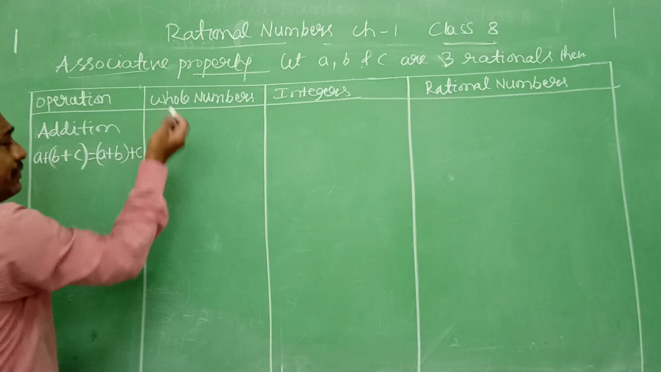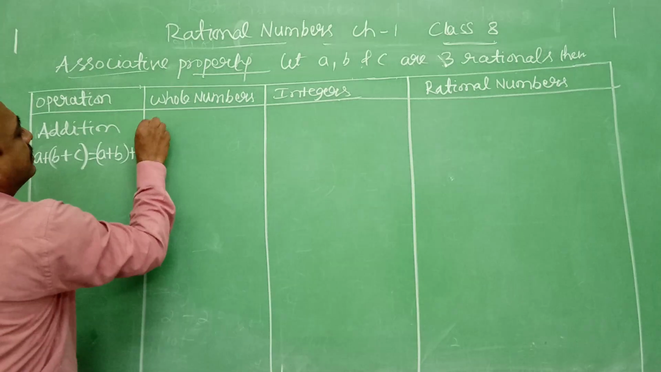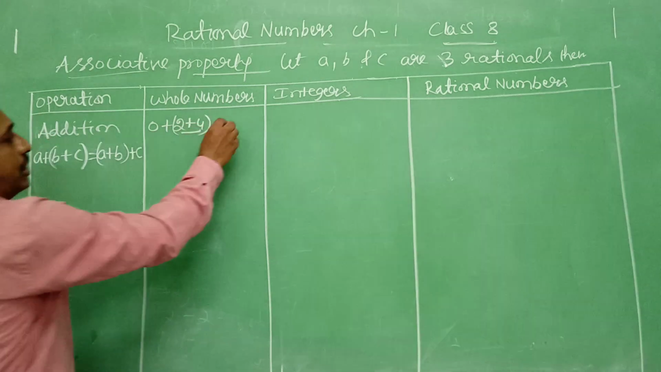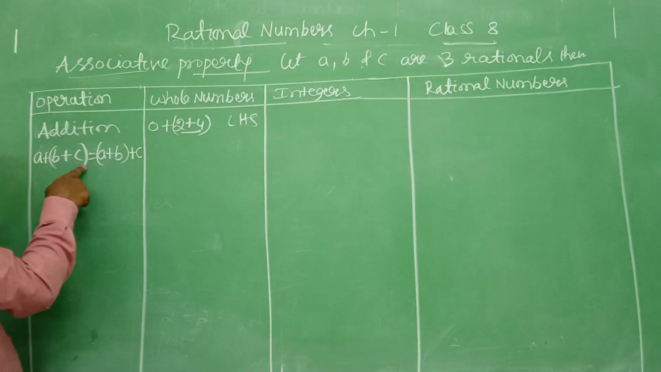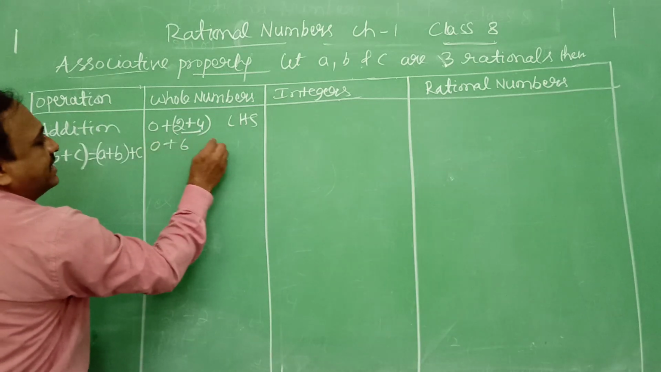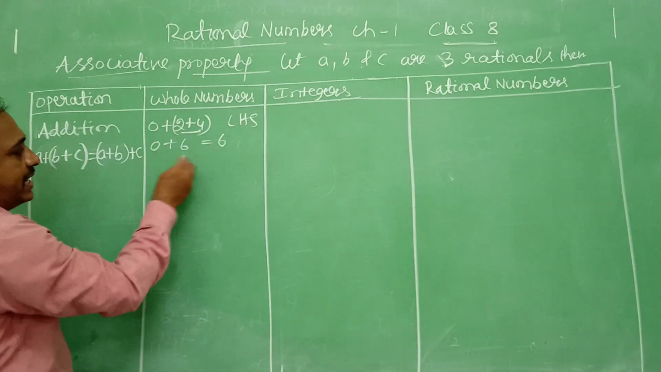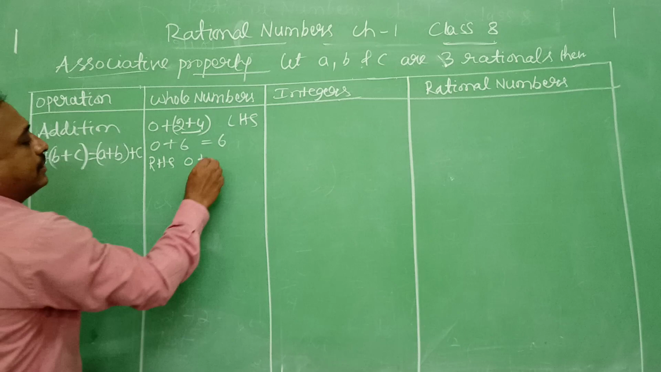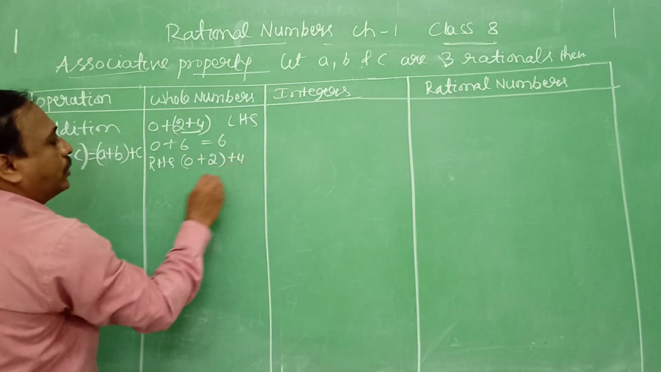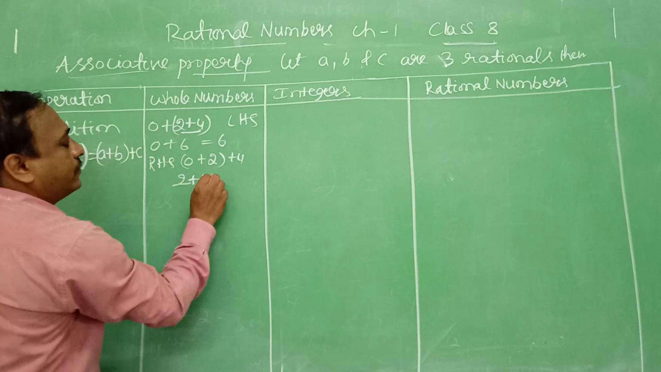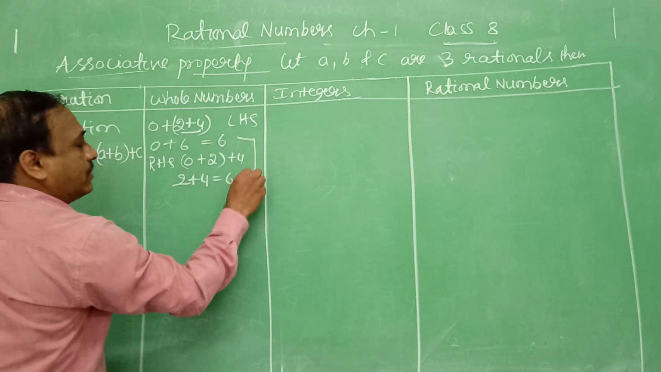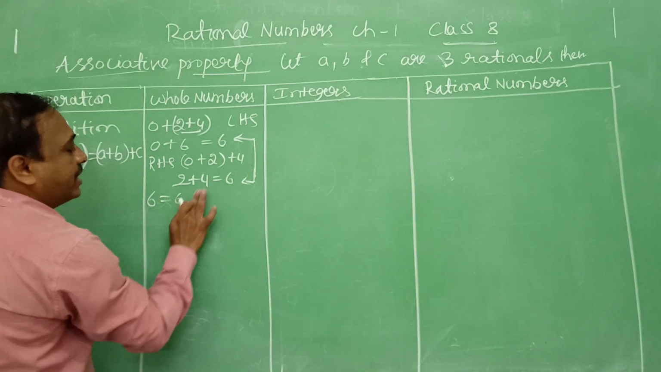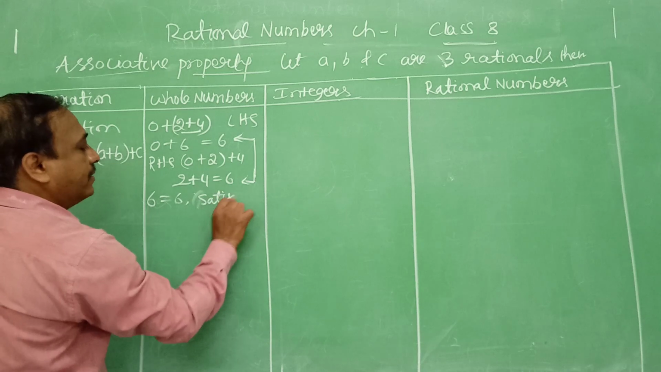Look at this. We take some examples: 0 plus (2 plus 4). I am talking about the LHS part, a plus (b plus c). So 2 plus 4 is 6, and 0 plus 6 is equal to 6. Now we go for the RHS part, that is (0 plus 2), bracket for these two, plus 4. So 0 plus 2 is 2, and 2 plus 4 is equal to 6. These two are equal. You check it: 6 is equal to 6. Yes, the property is satisfied.